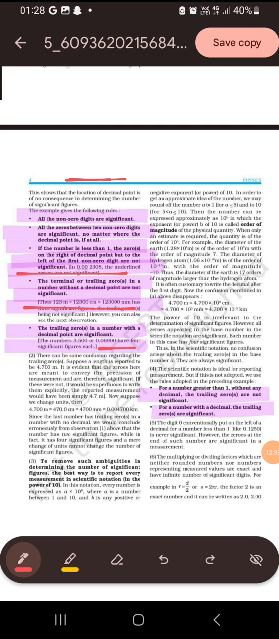but without a decimal point they are not significant, and also zeros to the left of the non-zero digit are non-significant, but zeros to the right of the non-zero digit with a decimal point are significant. These are the rules you have to remember carefully. Without any decimal point, the trailing zeros are not significant. See, again they are stressing this point. And the last point they are stressing here: for a number with a decimal point, the trailing zeros are significant.